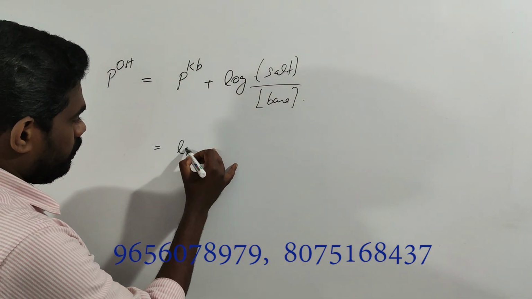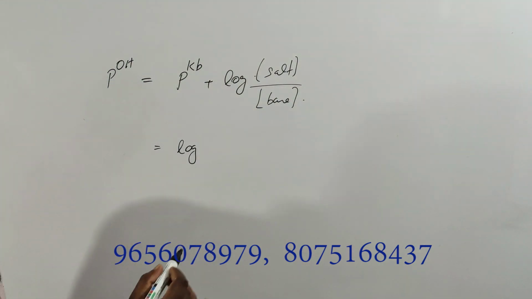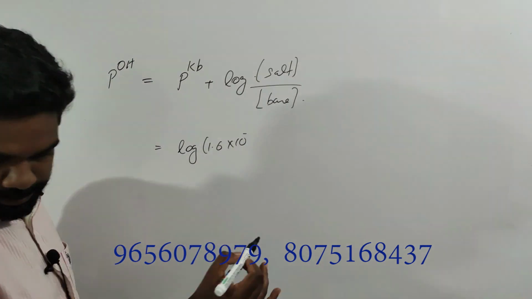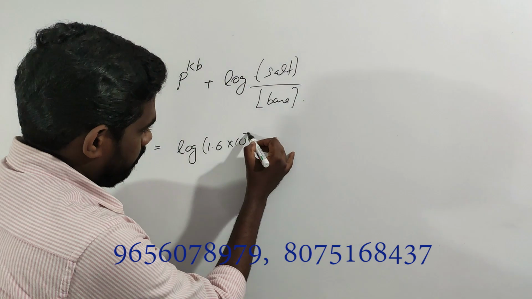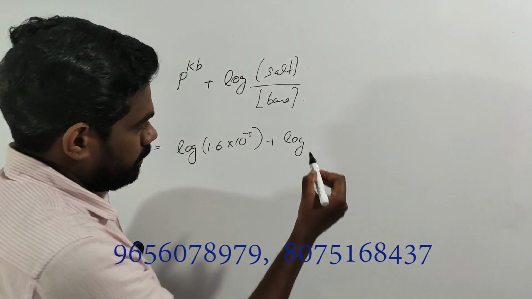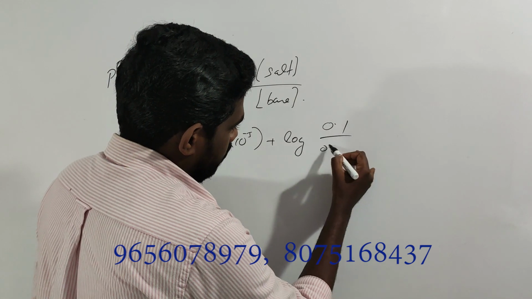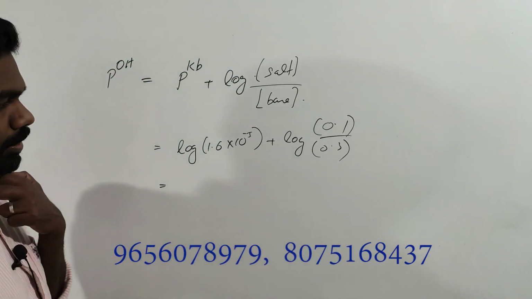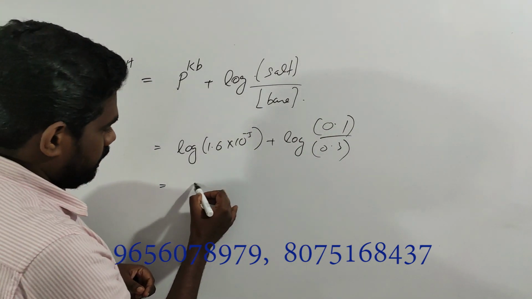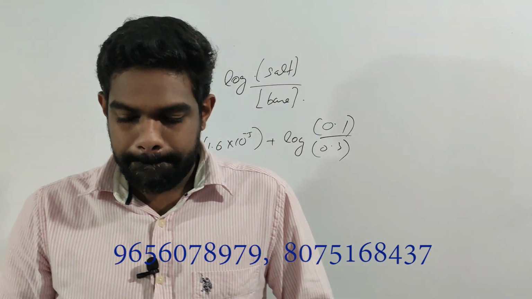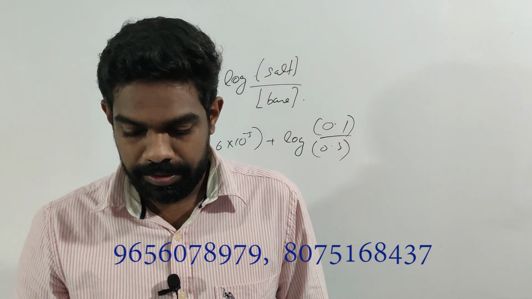So pOH equal to minus log 1.6 into 10 raised to minus 5 plus log 0.1 divided by 0.3. If we substitute these values, we will get the answer 9.7. Okay, this is the answer for 47.